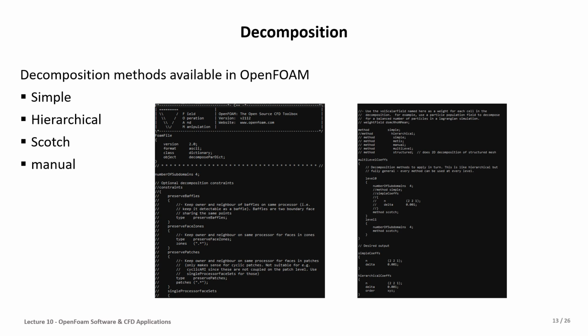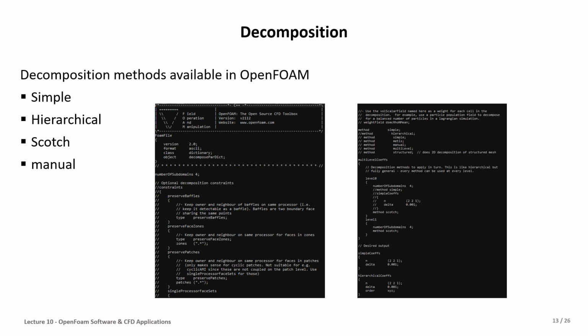Scotch is another decomposition which requires no geometric input from the user, and attempts to minimize the number of processor boundaries. The user can specify a weighting for a decomposition between processors. So Scotch works differently and is not based on the geometry of the subdomains.